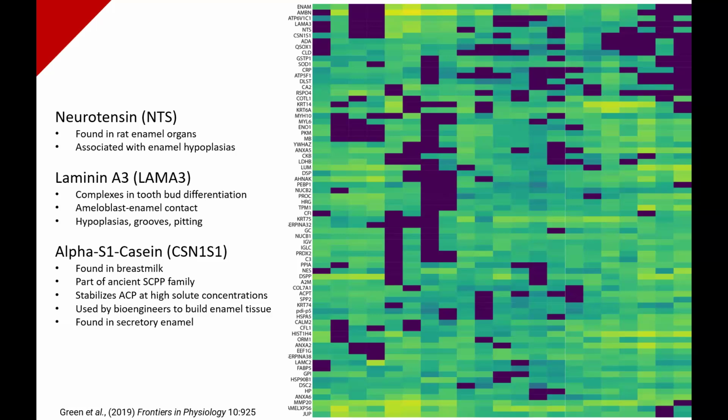We know that alpha casein S1 can stabilize amorphous calcium phosphate at high solute concentrations, and that's one of the reasons why it's probably in breast milk, basically facilitating the delivery of calcium and phosphate to infants. But also, it's actually been used recently by bioengineers to try to make new enamel mineral material, and we're finding it in secretory enamel, exactly in the area where we know that there is amorphous calcium phosphate in developing teeth.